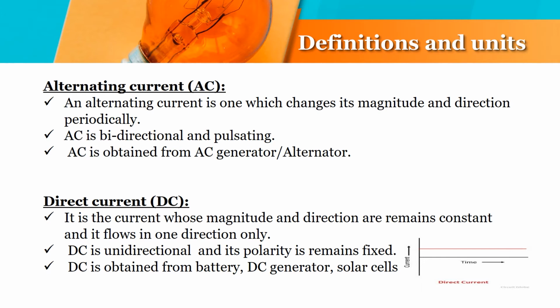Direct current (DC). It is the current whose magnitude and direction remain constant and it flows in one direction only. DC is unidirectional and its polarity remains fixed. DC is obtained from a battery, DC generator, and solar cells.